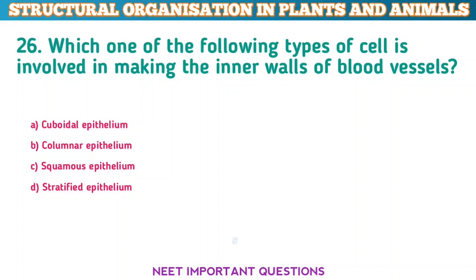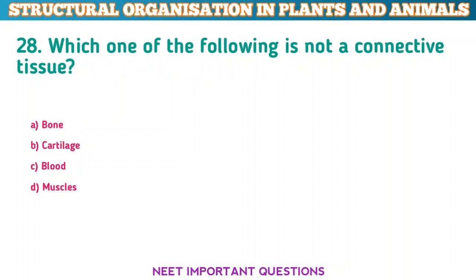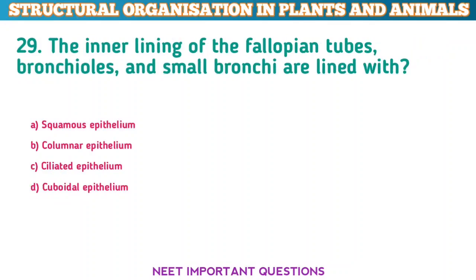26. Which one of the following types of cell is involved in making the inner walls of blood vessels? Answer. C. Squamous epithelium. 27. To which one of the following categories does adipose tissue belong? Answer. B. Connective. 28. Which one of the following is not a connective tissue? Answer. D. Muscles.